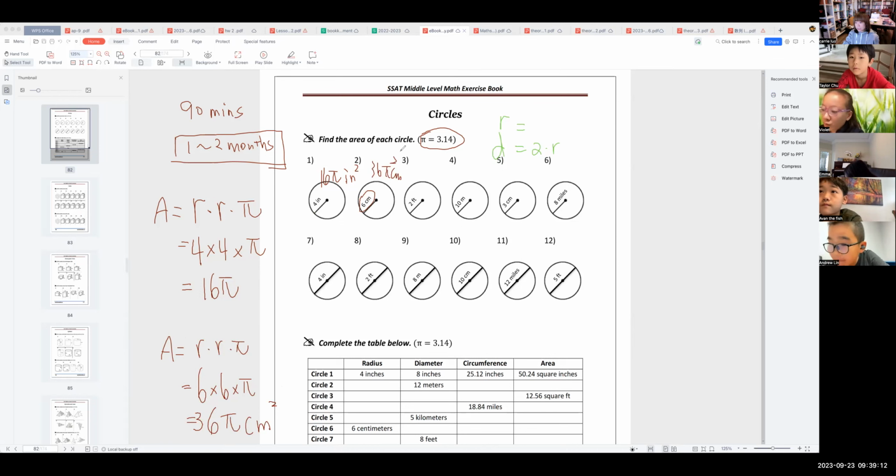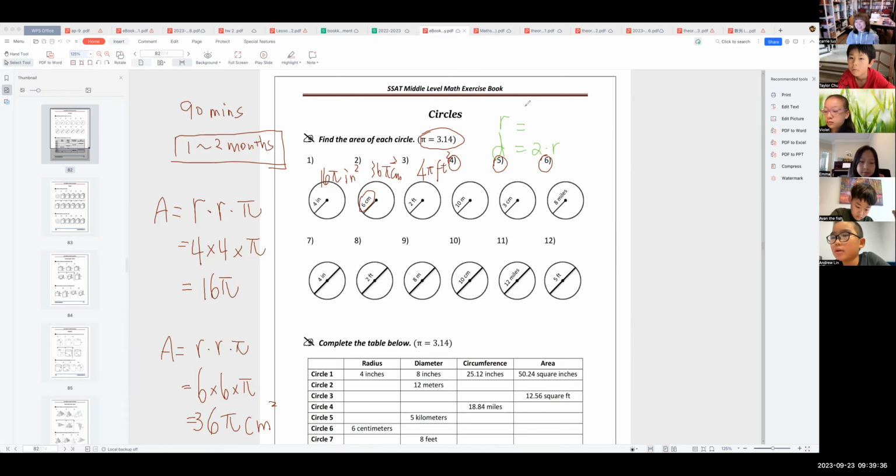Okay, very good. So next one, I'm going to ask Violet. Can you directly tell me what is the answer for number 3? 4 pi feet square. Very good. Okay, good job. So number 4, number 5, and number 6, you are going to do yourself and send it to me by chat. And don't forget, Andrew, you have to have the unit.